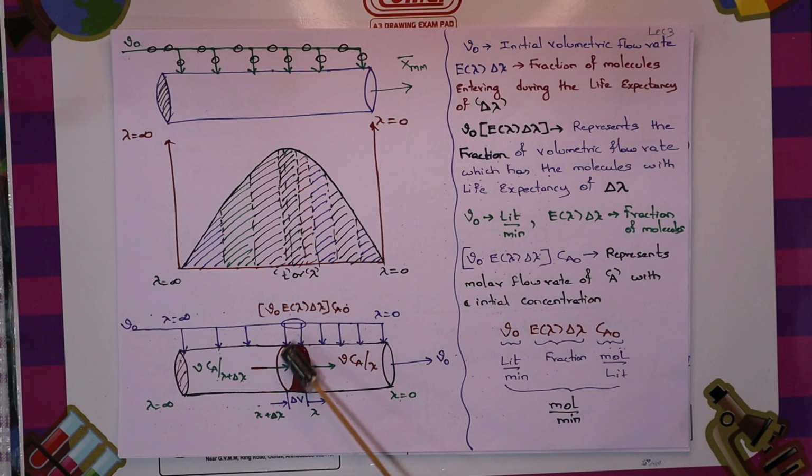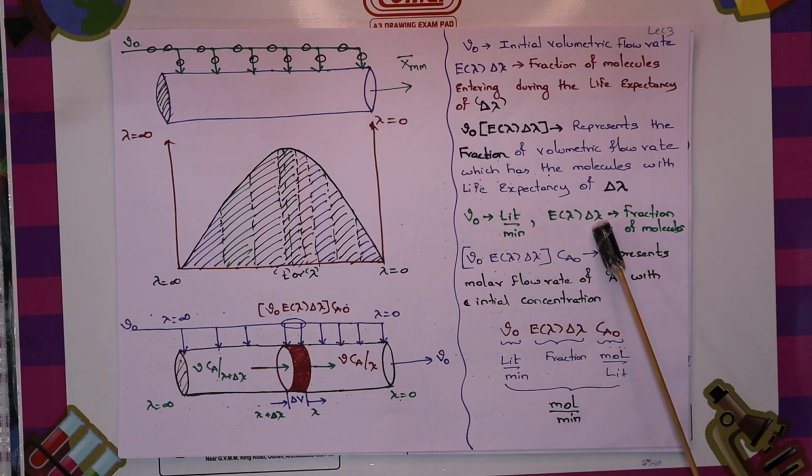Okay, which is having the life expectancy of lambda and lambda plus delta lambda. Okay, what is nu zero? Unit of nu zero is liter per minute. E of lambda into delta lambda has the unit of fraction of molecules. So if you multiply nu zero, E of lambda into delta lambda, into Ca0, which will give the molar flow rate of A entering at this particular element.